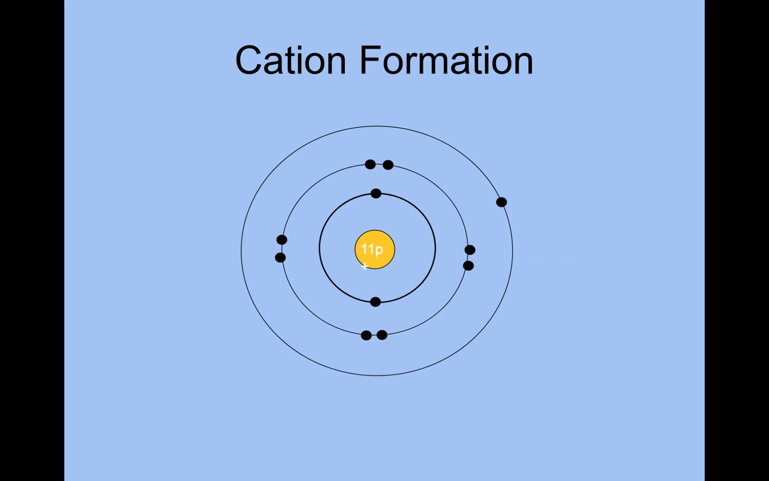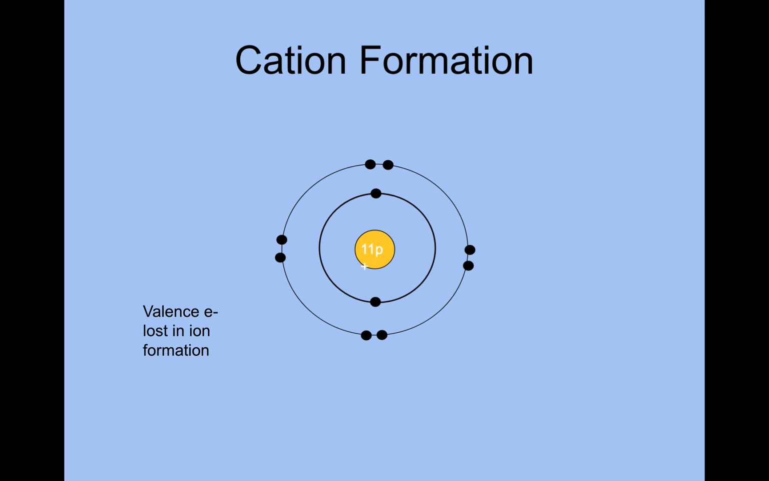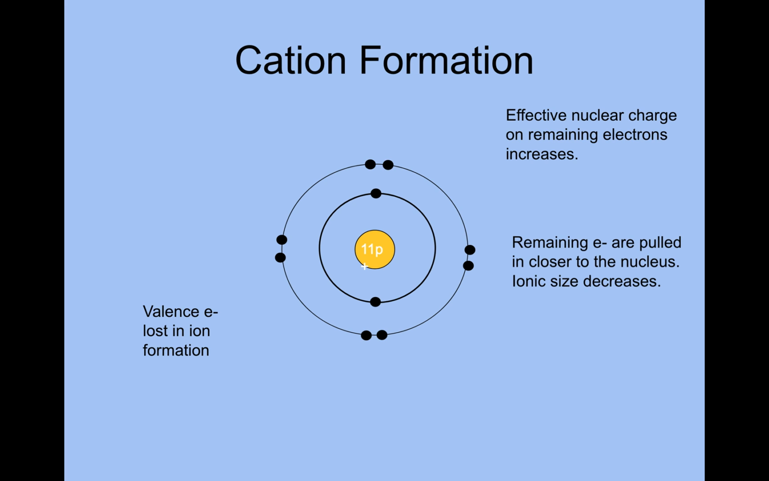So here is a demonstration of cation formation. This is sodium, the atom. It has one valence electron. The valence electron is lost when it forms an ion. Notice the size of the ion got a little bit smaller because the remaining electrons are pulled in closer to the nucleus and the size decreases because of this. There's a smaller sodium cation than there was a sodium atom.